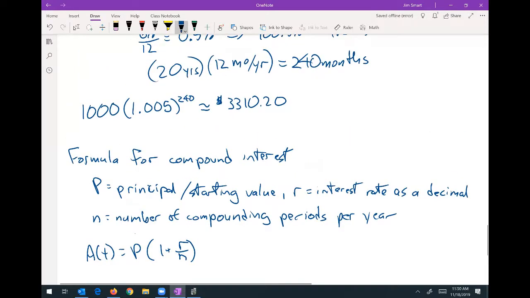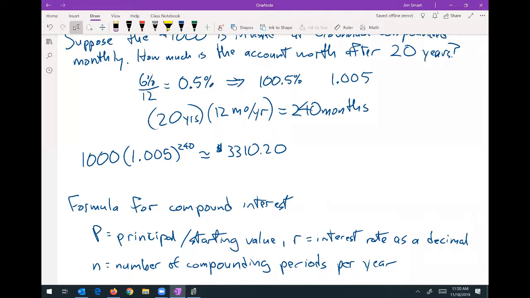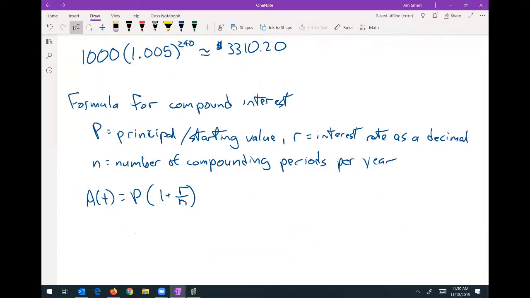So up here, that was where I did the 6% divided by 12, changed it to a decimal, which was 0.005, and added it to 1 for 100%. And then that's raised to the power N times T. That's where I multiplied 12 months per year times the 20 years to get 240. So if you use that formula, you can calculate interest compounded over any frequency. The most common ones are monthly or daily.